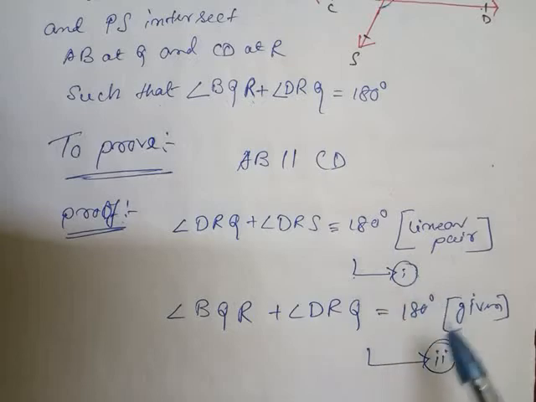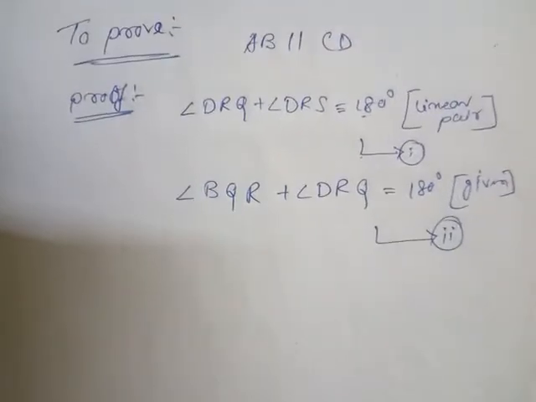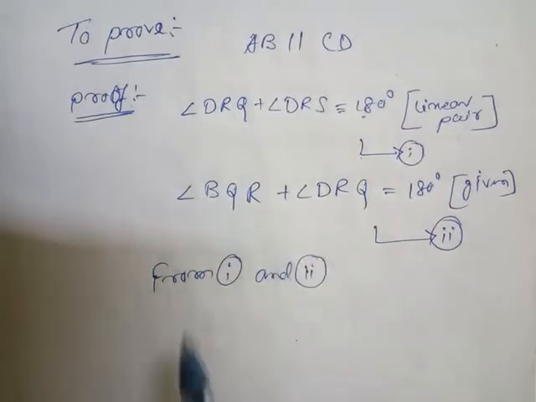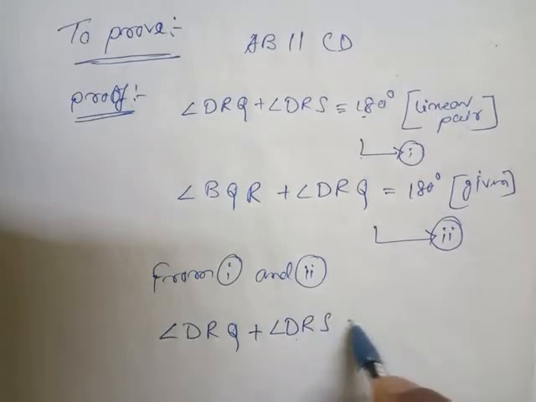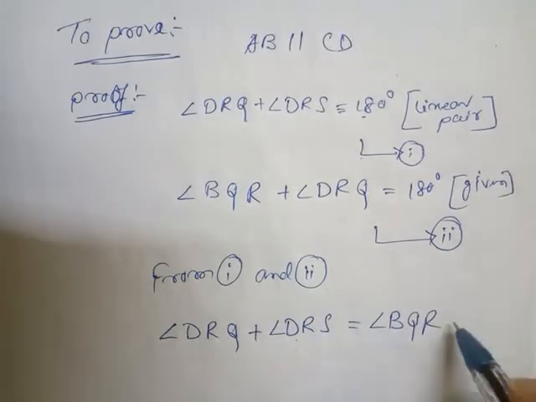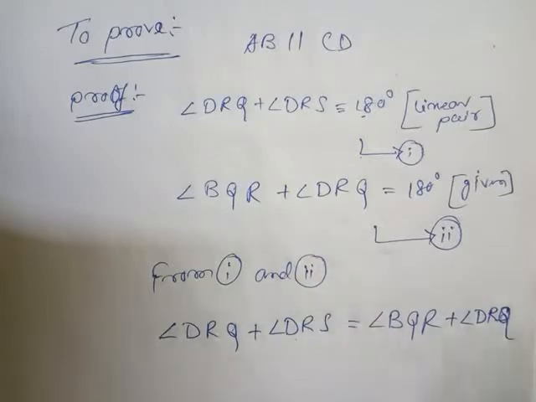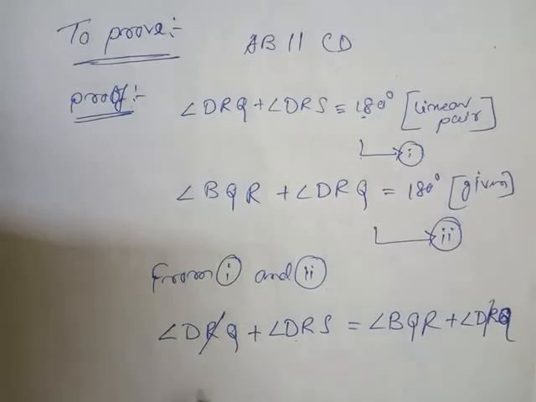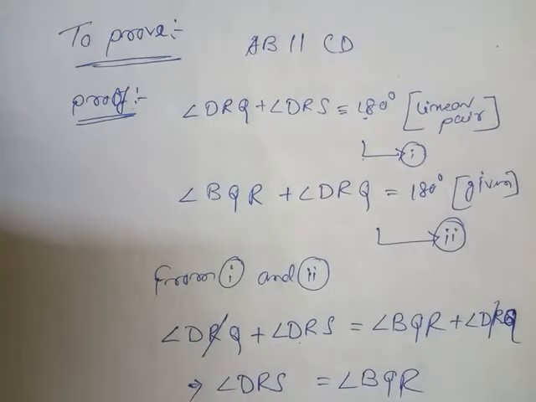Now look, students, from 1 and 2, these two portions are equal, so we'll write down here: from 1 and 2, angle DRQ plus angle DRS equals angle BQR plus angle DRQ. Now look, students, from both sides DRQ cancels, so the remaining part would be angle DRS equals angle BQR.